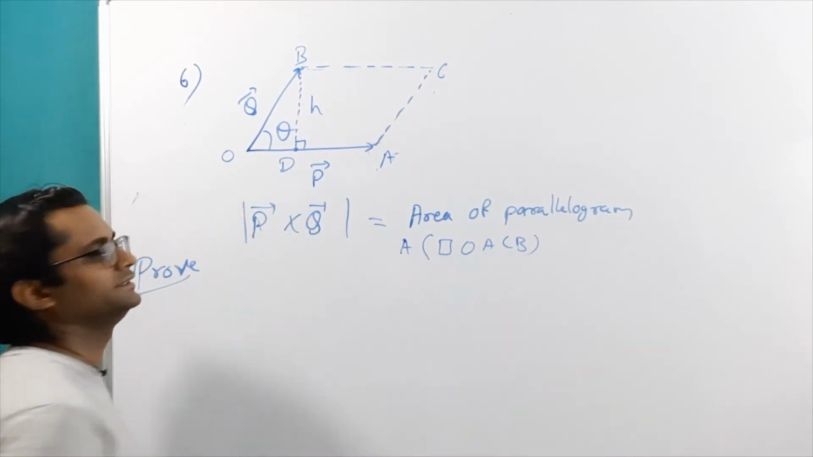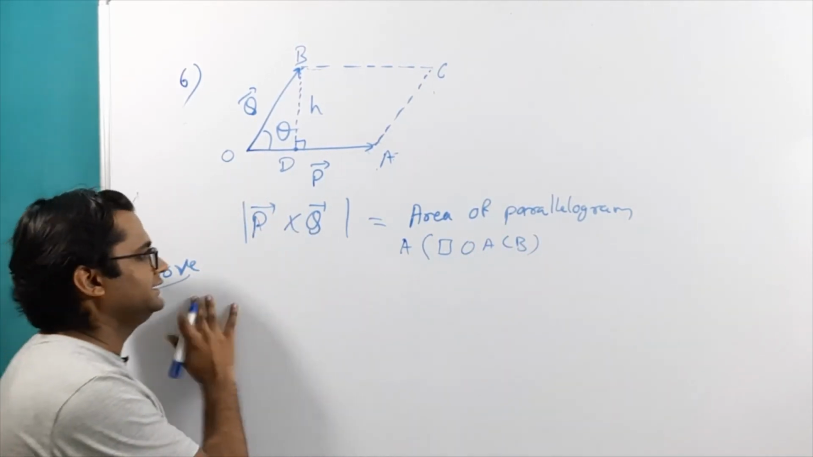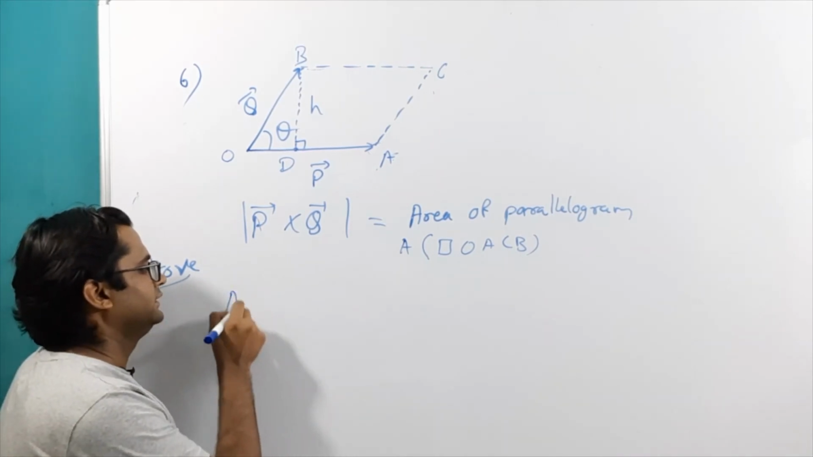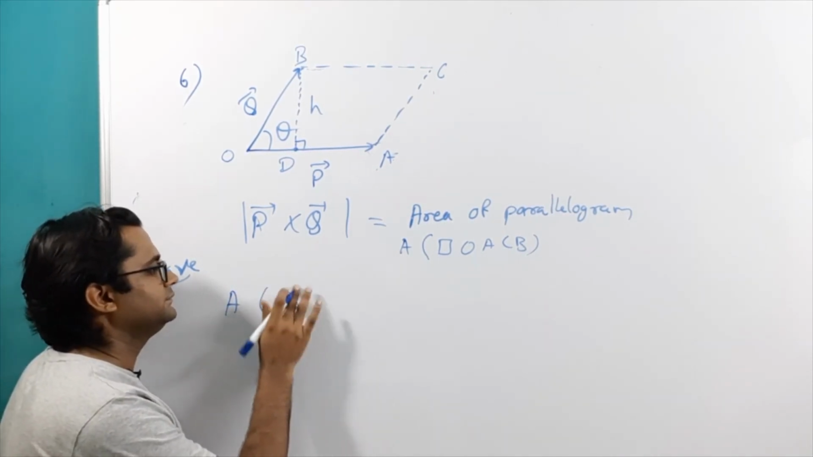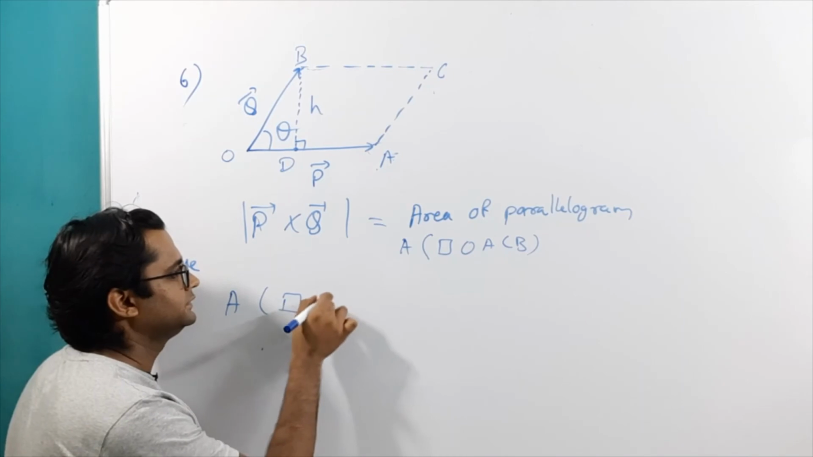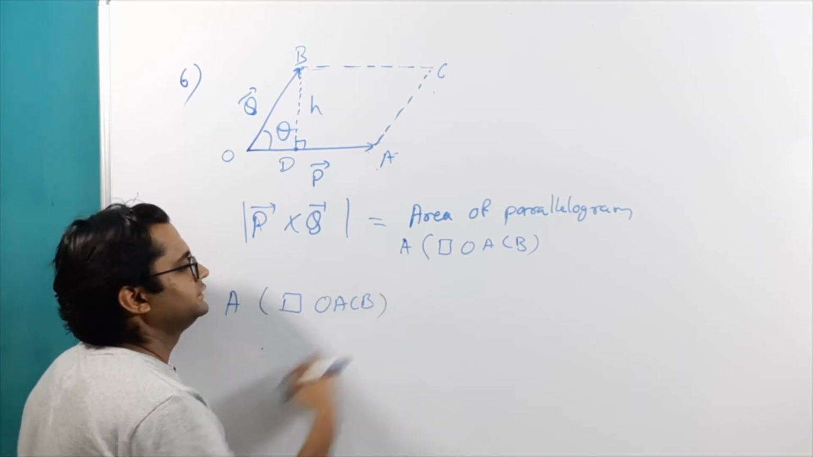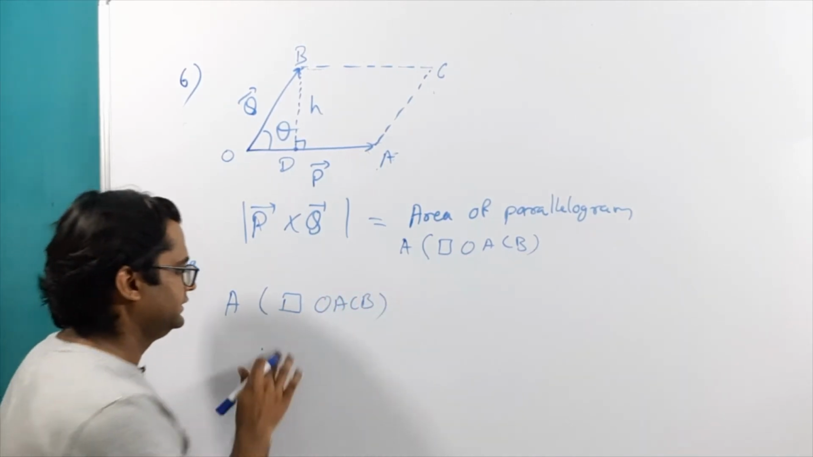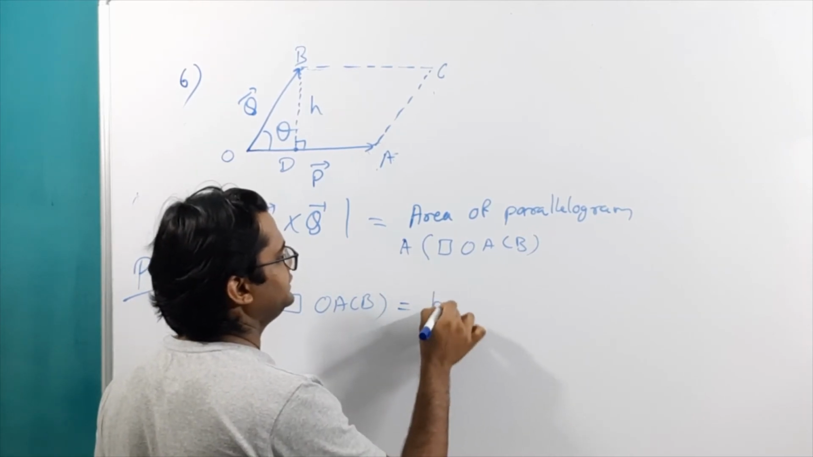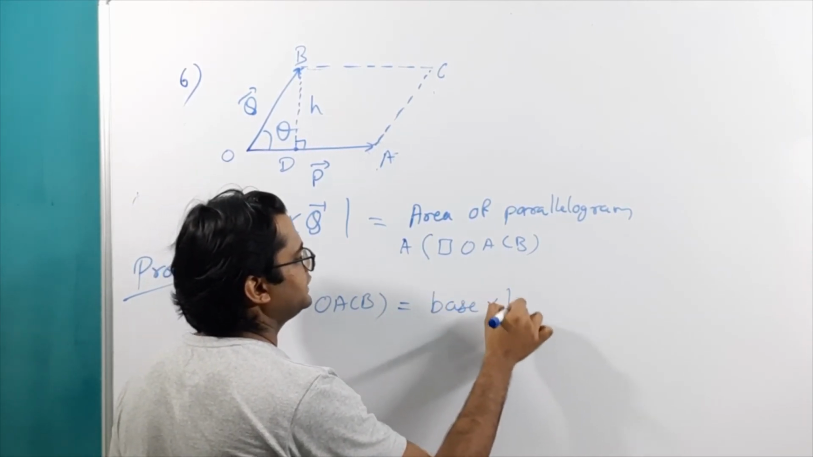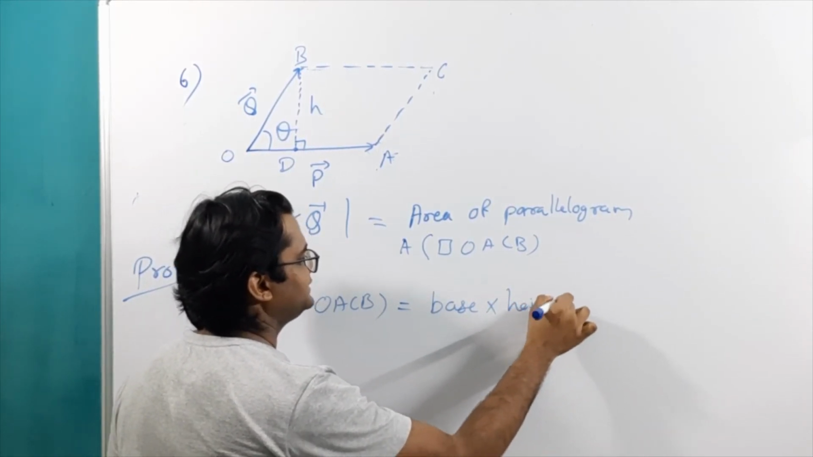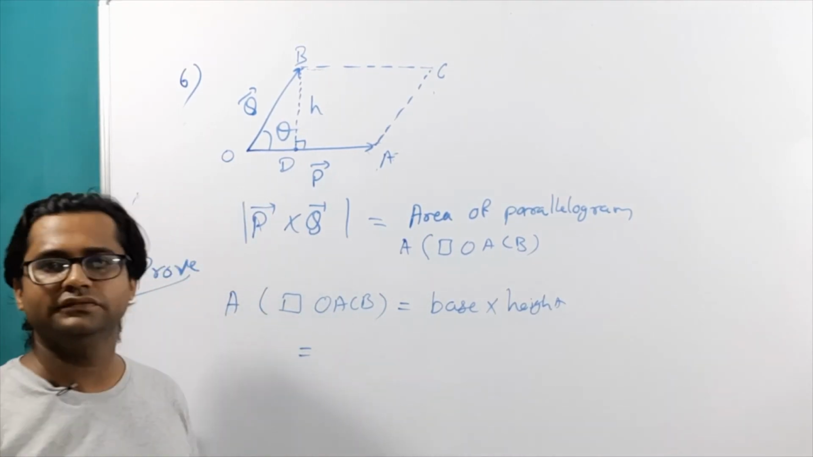So it is equal to this. We have to prove this. Okay, so let us solve this. Let us find the area of parallelogram OACB. We know that the area of a parallelogram is base into height, base length into height. This is the formula for the area of a parallelogram.